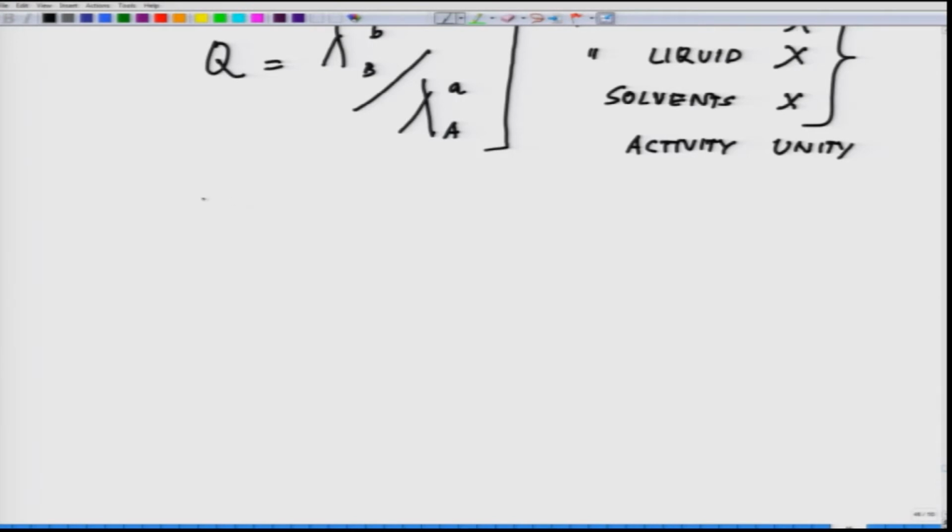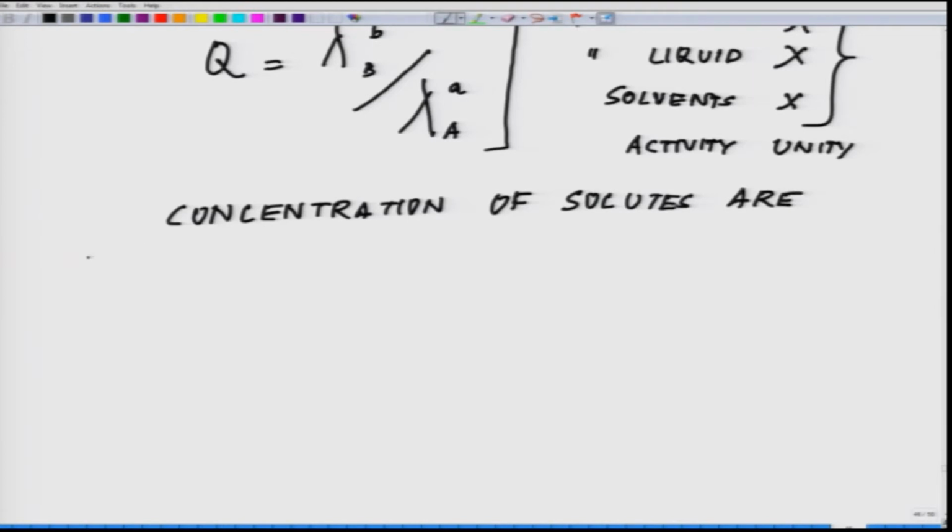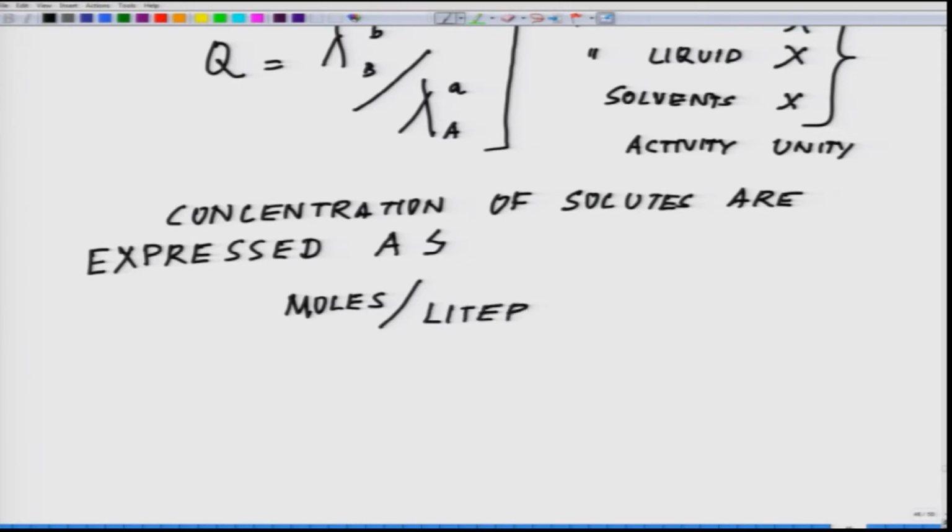Now, concentrations of solutes are expressed as, this is the important part, concentration of the solutes are expressed as moles per liter, this is one part, okay, and concentration of gases are expressed as pressure in bars.